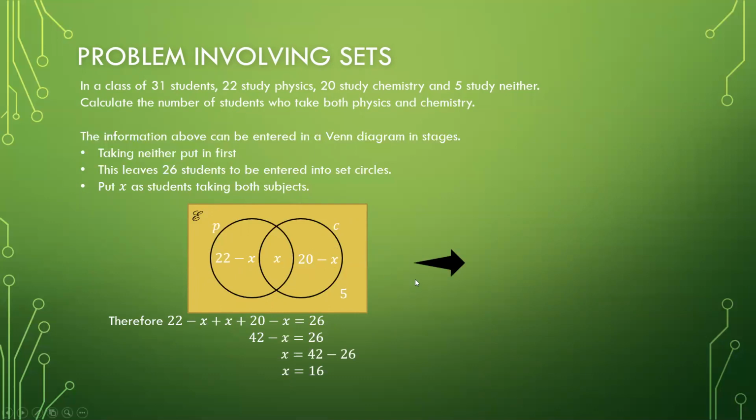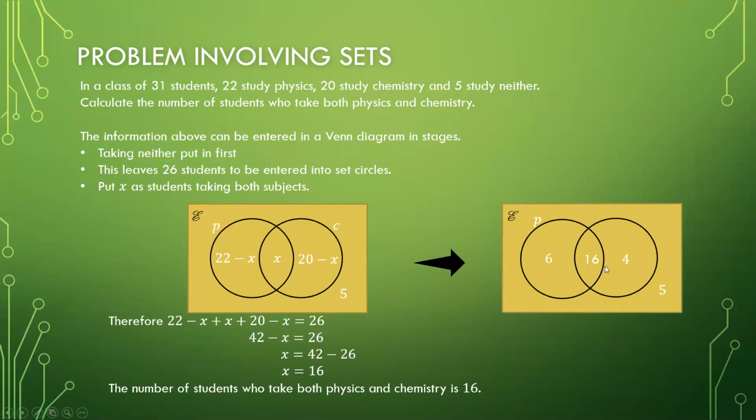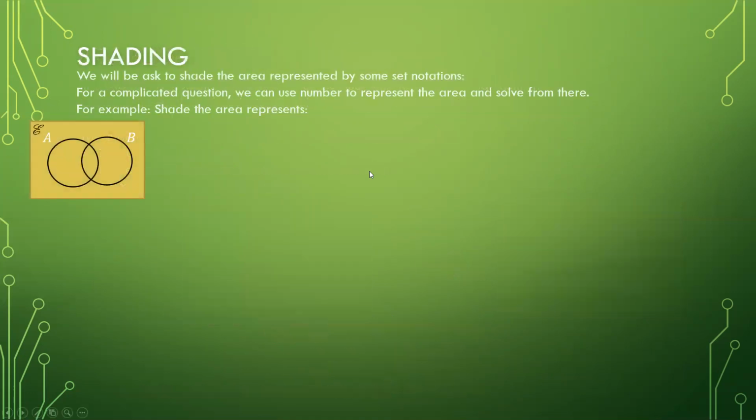So that means you can see the diagram is actually like this. From here, 22 minus 16, you get 6, and 16 is in the middle, and 4 here and 5 here. So basically, the question has been answered: the number of students taking both is 16 of them. All right, this is how we use a Venn diagram to solve this type of question, right? The last part is about shading.